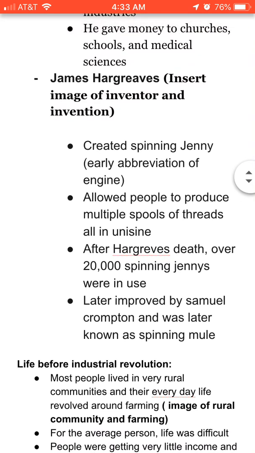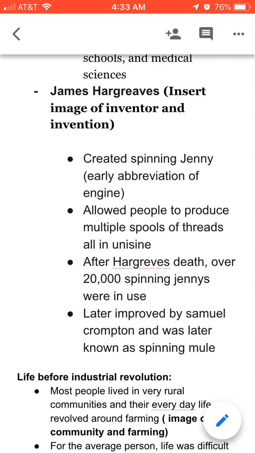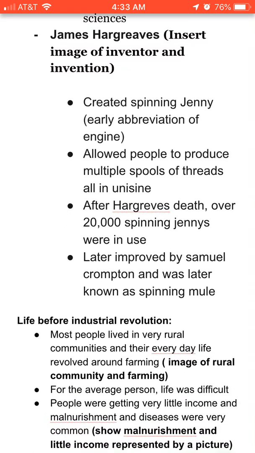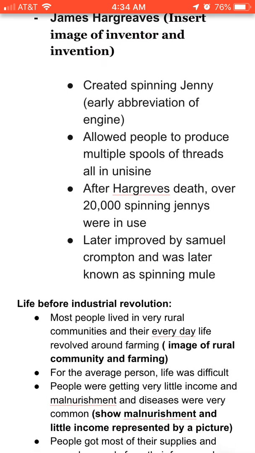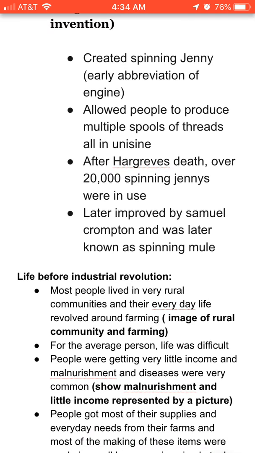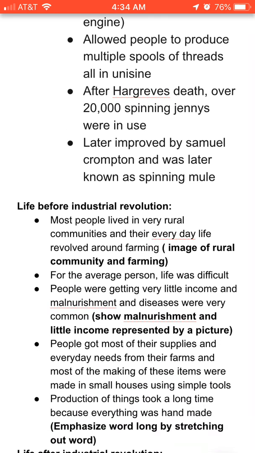Then there's James Hargreaves. James Hargreaves created the spinning jenny, which was the early abbreviation of engine. It allowed people to produce multiple spools of thread, all in unison. After Hargreaves' death, over 20,000 spinning jennies were in use. Later, it was improved by Samuel Crompton and was later known as the spinning mule.